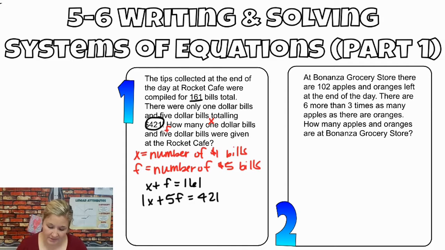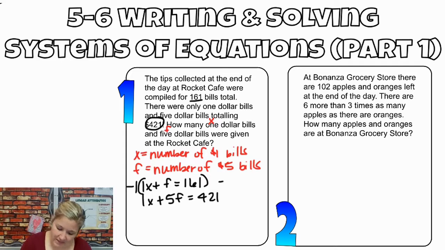Now, I can solve this using a couple of different ways. Notice that I have the same coefficient in front of x, but I don't have the same sign. So what I could do is multiply by -1, which doesn't change the numbers at all, it just changes the sign. So I'm going to multiply the top by -1. You can multiply the top by -5 if you wanted to eliminate the $5 bill, the F. It just depends on what you're being asked. If it asked for $1 bills, then I would want to eliminate the number of $5 bills and find the number of $1 bills. Pay attention to that question.